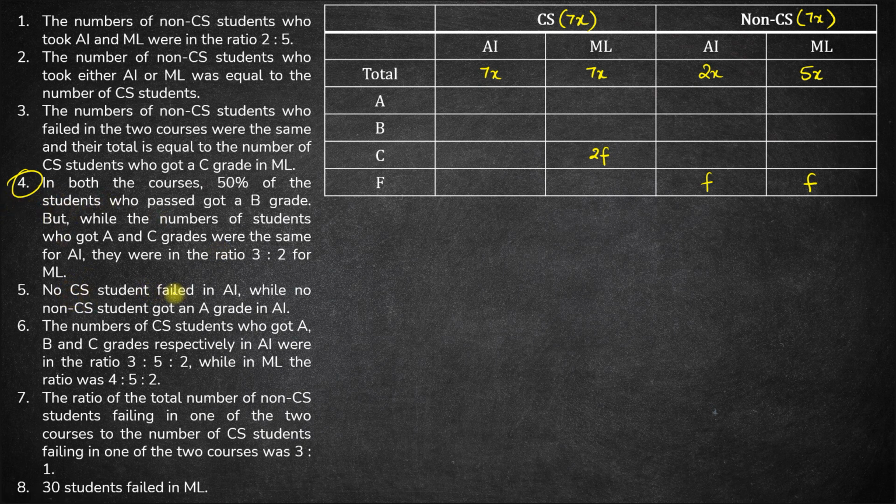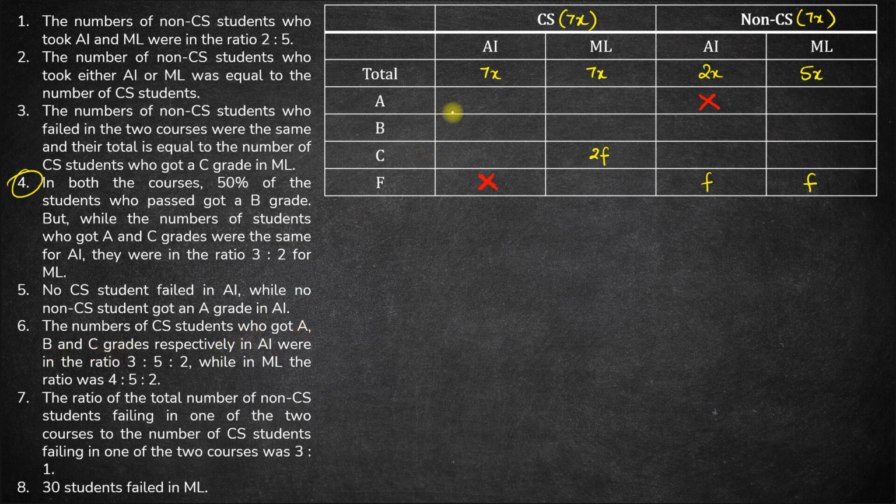No CS student failed in AI. Okay, great. So CS students failing in AI is none. So this is 0, cross as in 0. And no non-CS student got an A grade in AI. Non-CS students getting A grade in AI is 0, so this is also 0. Cross means 0. Check.